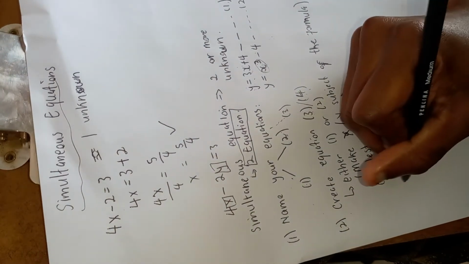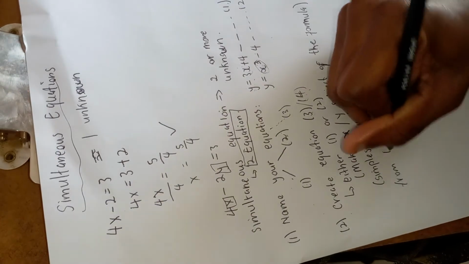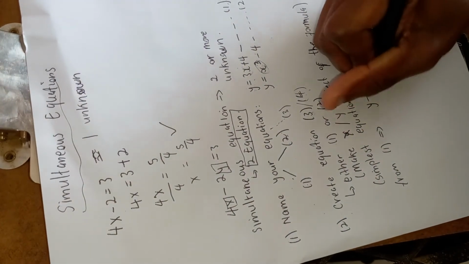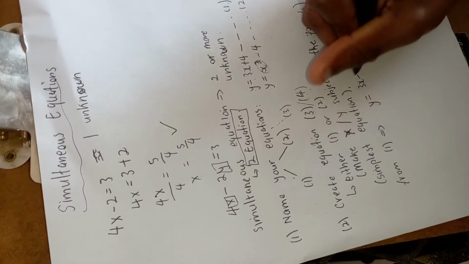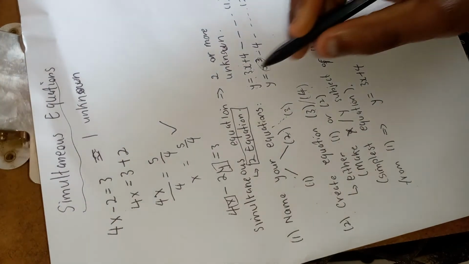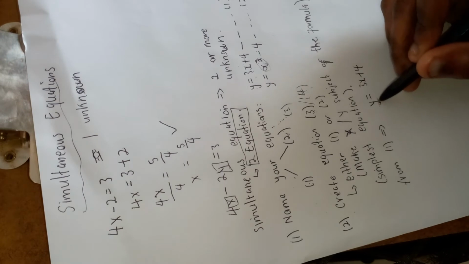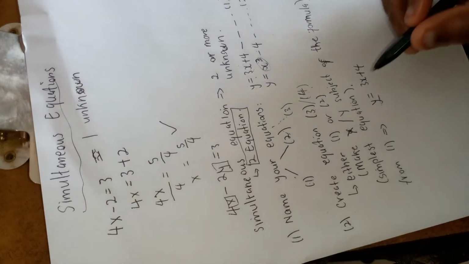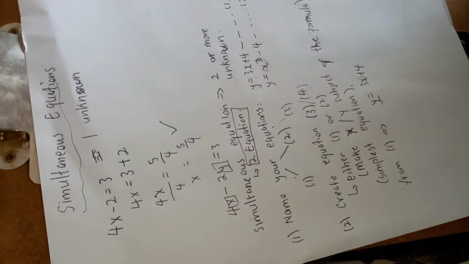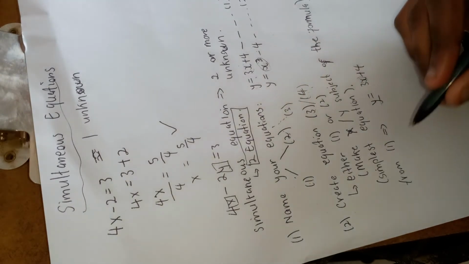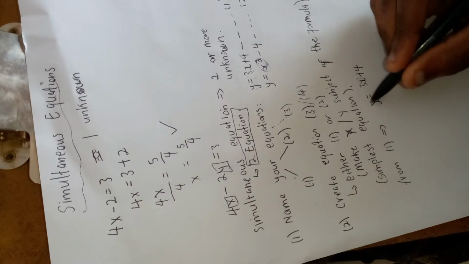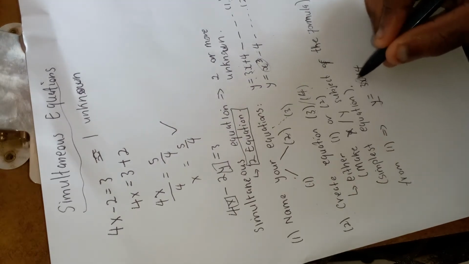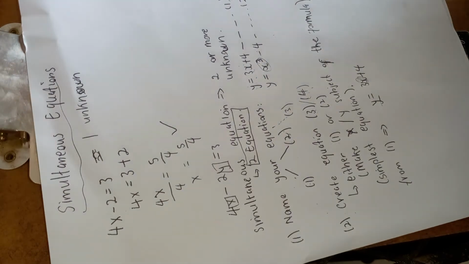So taking equation 1, from equation 1 we want to make equation 3. How do you go about making it? Equation 1 was y equals 3x plus 4. Because equation 1 had y as the subject of the formula, therefore your equation 3, the one you're making, has to have x as the subject of the formula. Equation 1 had y being the subject, so now your equation 3 will have x being the subject of the formula.